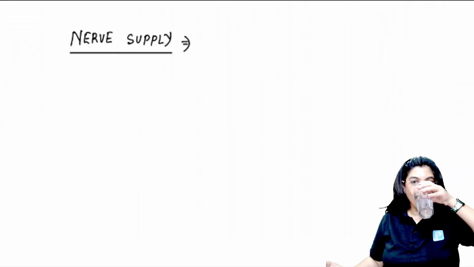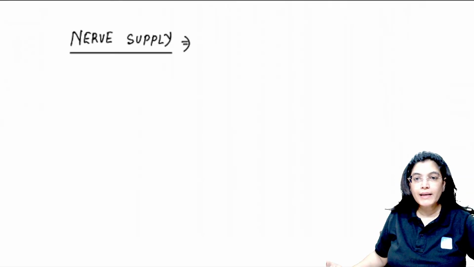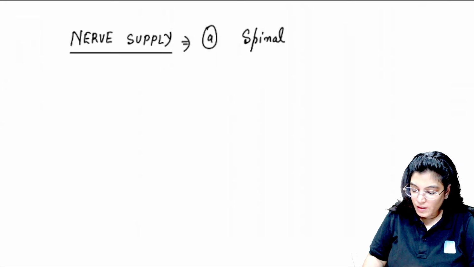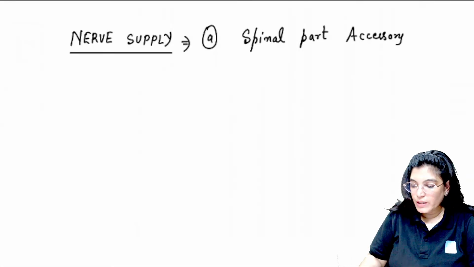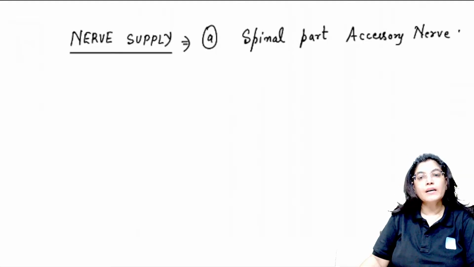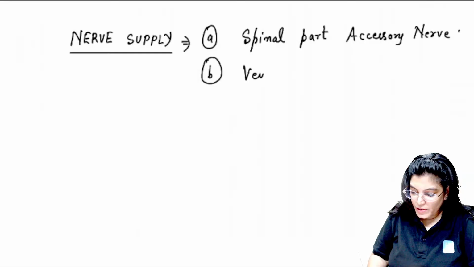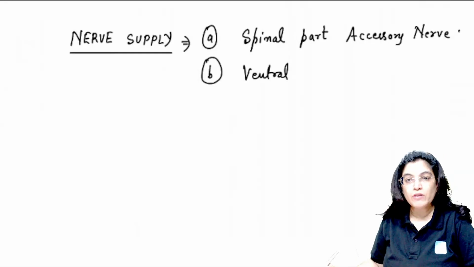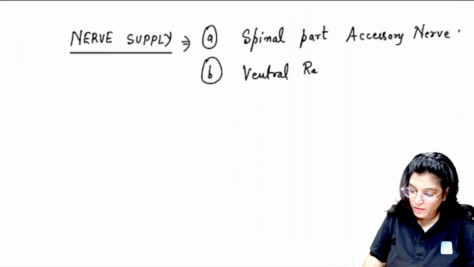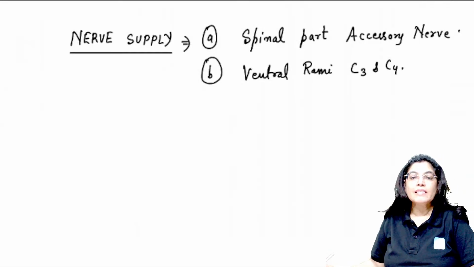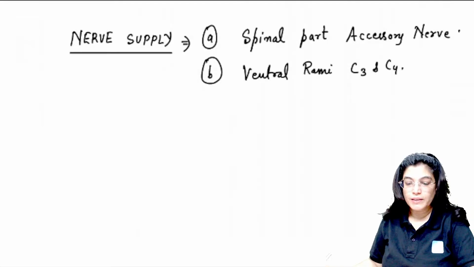It gets nerve supply from two sources. It is supplied by the spinal part of the accessory nerve. What do you mean by accessory nerve? The 11th cranial nerve, and the spinal part, not the cranial part. And it also receives proprioceptive sensations from the ventral rami of the third and fourth cervical nerves. So that means it's a muscle which has more than one nerve supply.